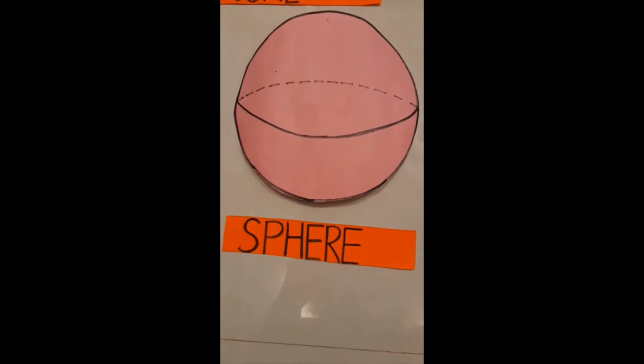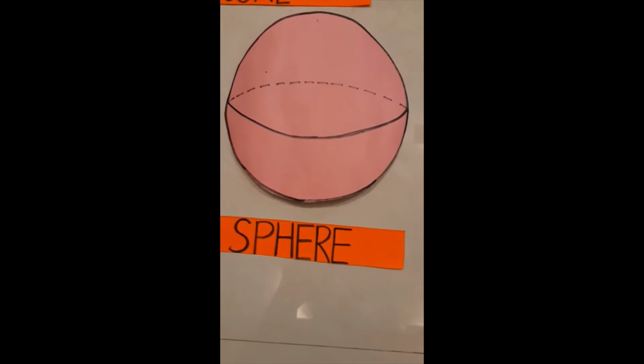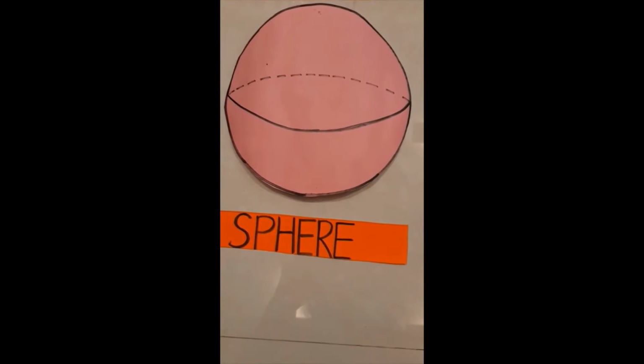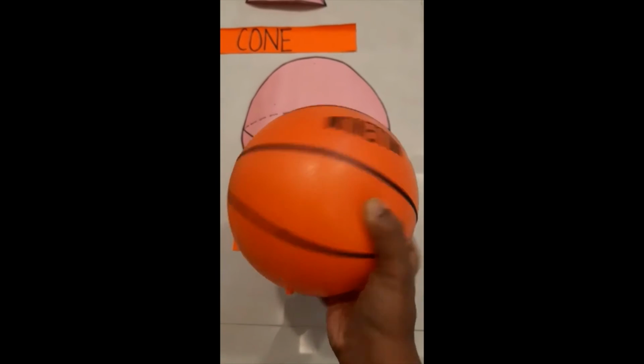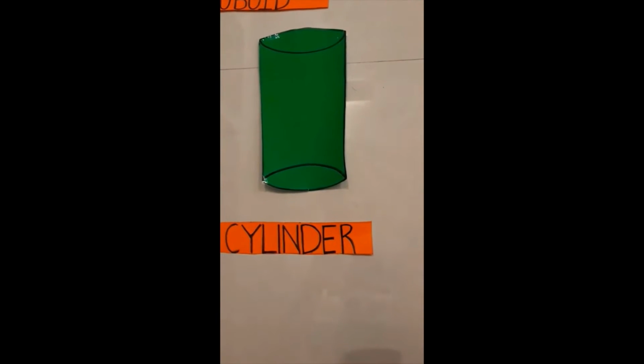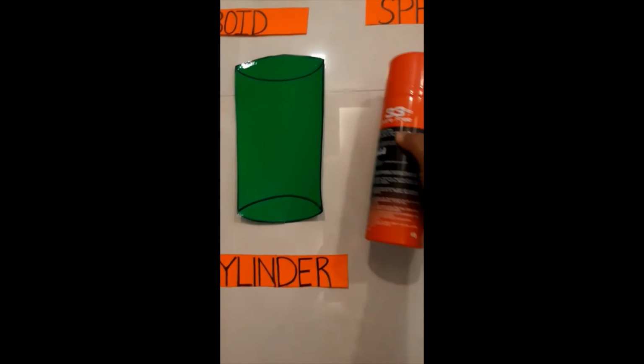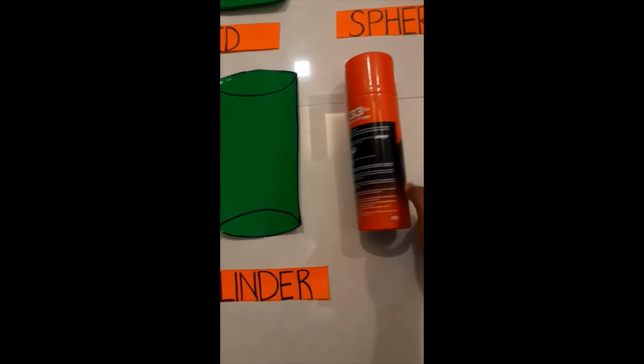Next we had learned sphere. What comes to your mind when you see this shape? Yes, a ball. A ball is an example of a sphere. Next we had learned cylinder. See, this is an example of a cylinder.